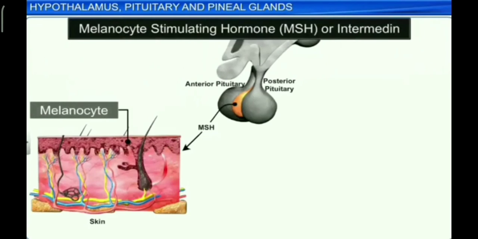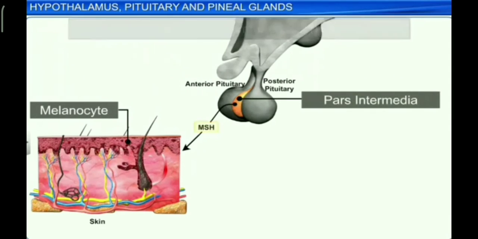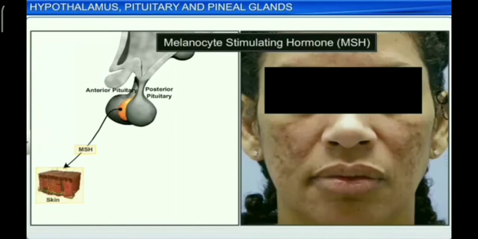Pars intermedia, which is poorly developed in human beings. It secretes melanocyte stimulating hormone or MSH in some lower vertebrates. MSH stimulates the dispersion of melanin granules in melanocytes and is responsible for skin pigmentation.